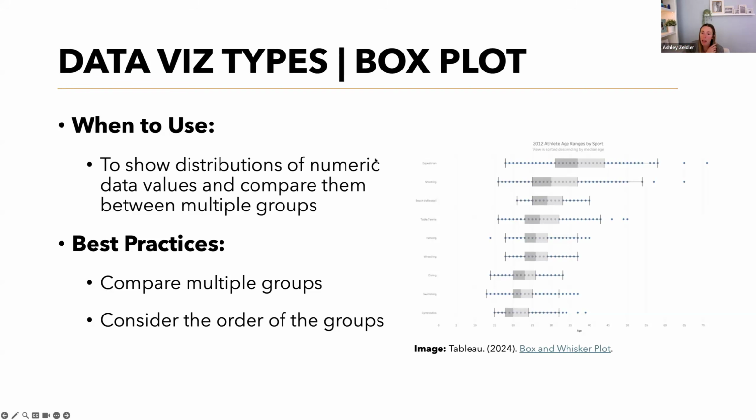So best practices for box plots are going to be comparing multiple groups. So box plots are really the best when they're used as a comparison in distribution needs that need to be performed between groups. And then you want to consider the order of the groups. So if the groups are plotted in a box plot and they don't have an inherent order, you may want to consider arranging them in an order that highlights patterns or insights. So a common way to do that would be to sort them by median value.